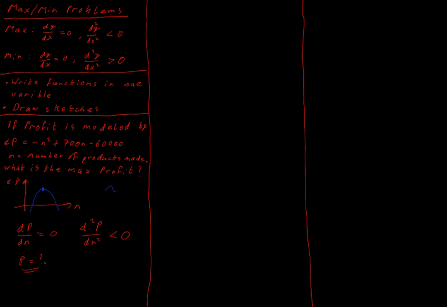So let's get into our question. I want P is equal to minus n squared plus 700n minus 60,000. That's 4 zeros.